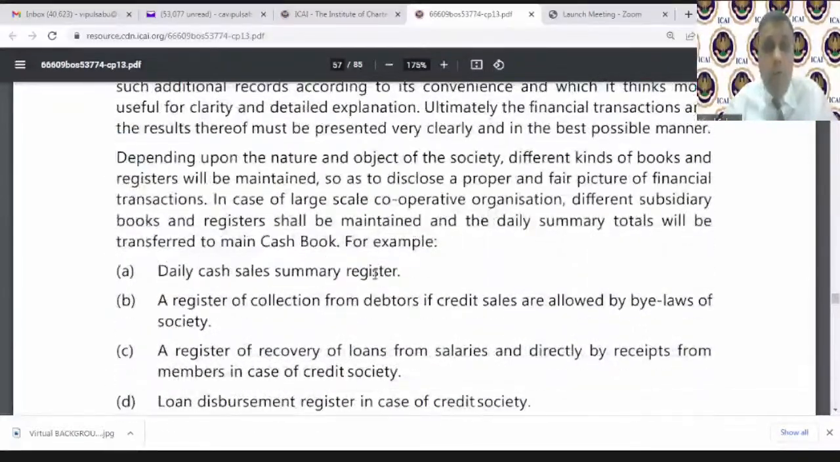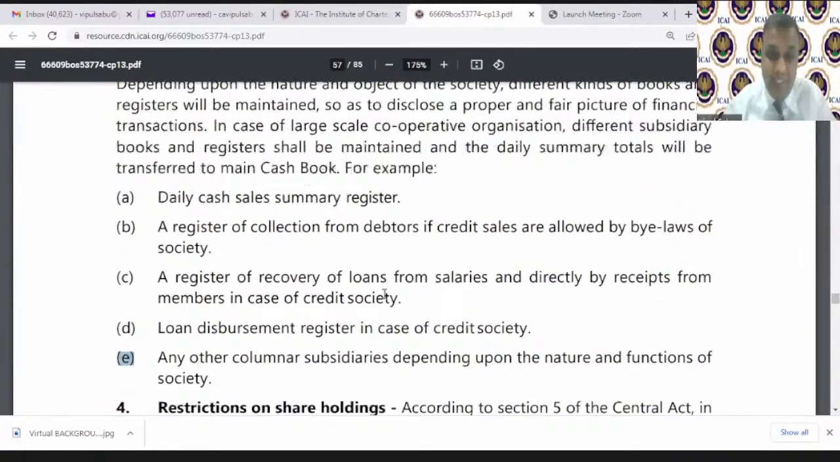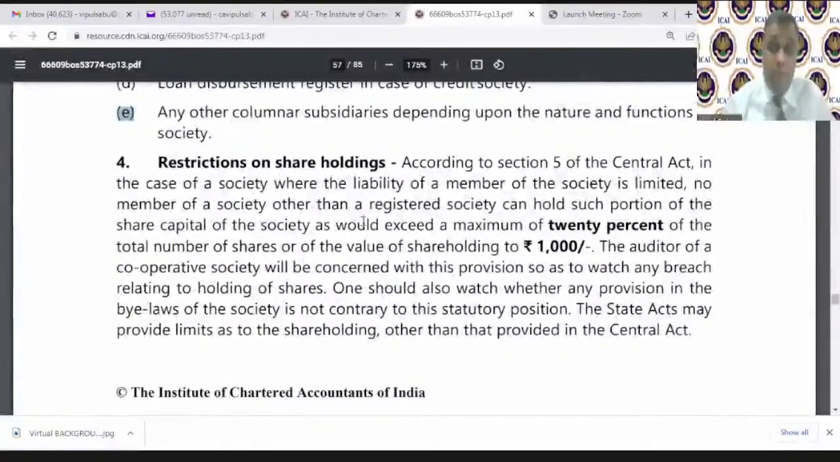So, for example, what kind of subsidiary books can they maintain? Daily cash sales summary register, a register of collection from debtors, a register of recovery of loans, loan disbursement register, and any other columnar subsidiaries depending on the nature and functions of the society. Okay, this is an important point.